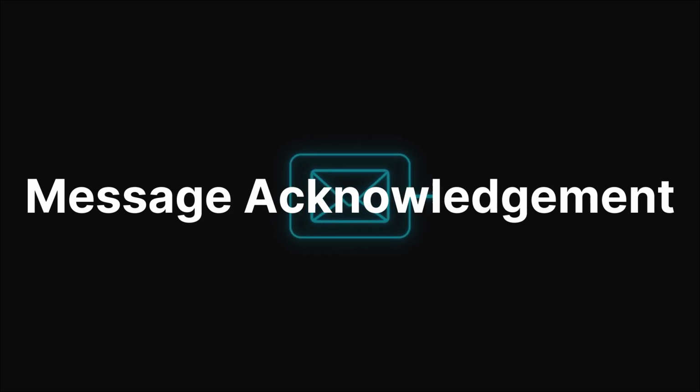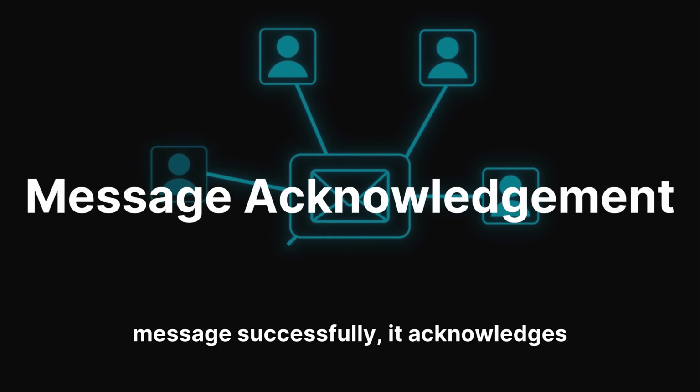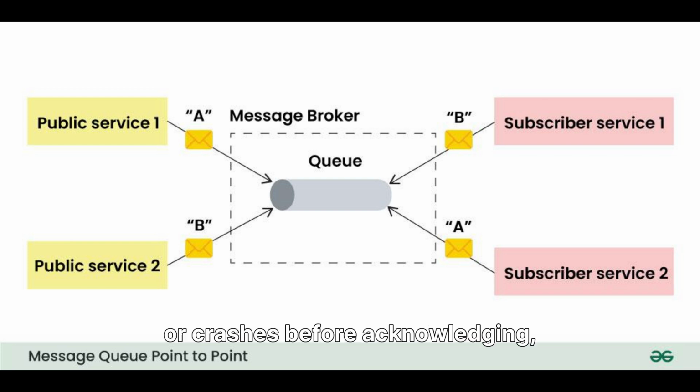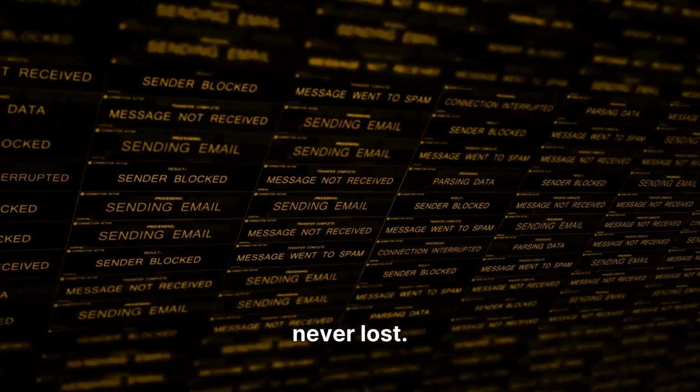Message acknowledgement. Most message queues have a mechanism where, when a consumer processes a message successfully, it acknowledges the broker. If a consumer fails or crashes before acknowledging, the message goes back to the queue and is retried. This ensures work is never lost.